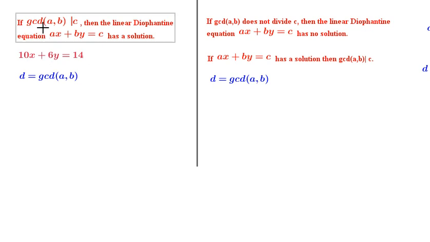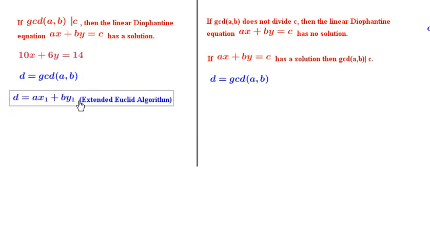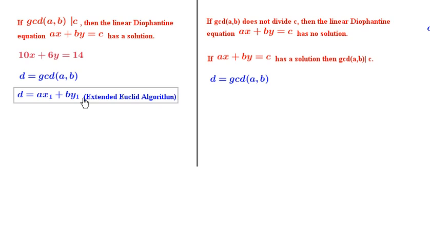So let's understand this particular statement. This statement says if GCD of a, b divides c, then we can definitely say that this equation has a solution. So now let's prove this. Let's assume that d is GCD of a and b. Now from the extended Euclidean algorithm we can say that d can be represented as linear combination of a and b. So we can say that d is nothing but ax1 + by1.